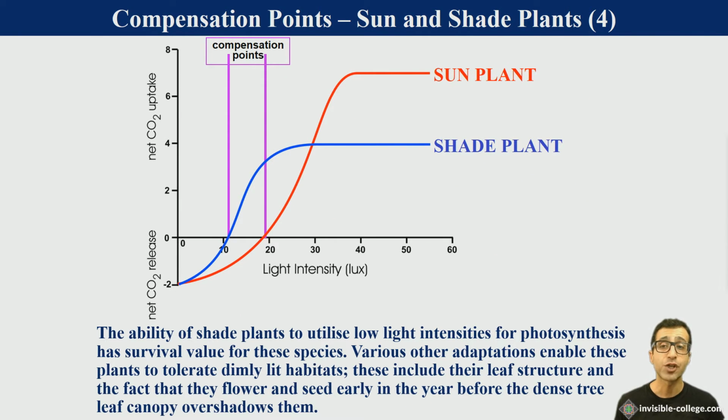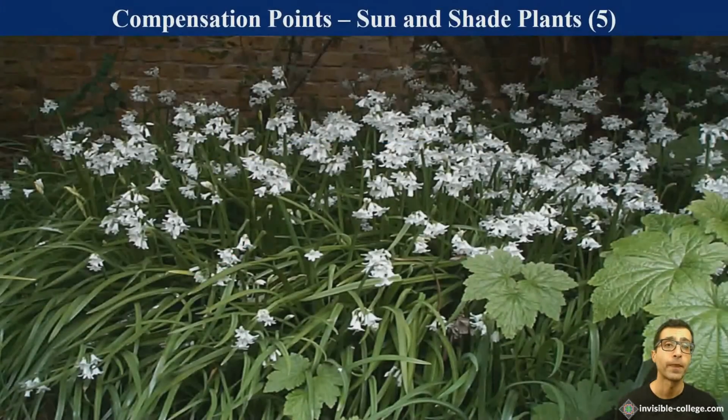So the ability of shade plants to utilize these low light intensities to power photosynthesis obviously has survival value for these species. Now these species also have various other adaptations to tolerate these dimly lit habitats. So for example, their leaf structure and the fact that they flower and seed early in the year before the dense tree leaf canopy begins to overshadow them.